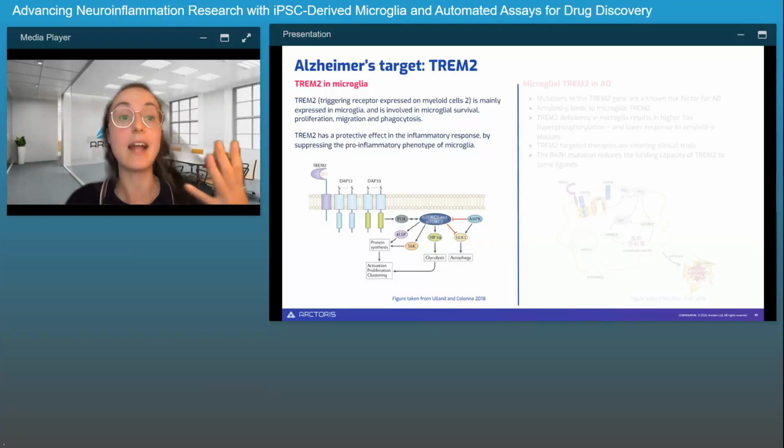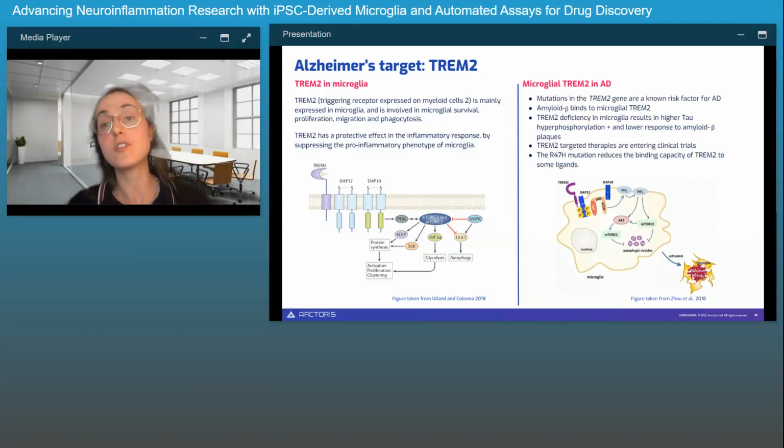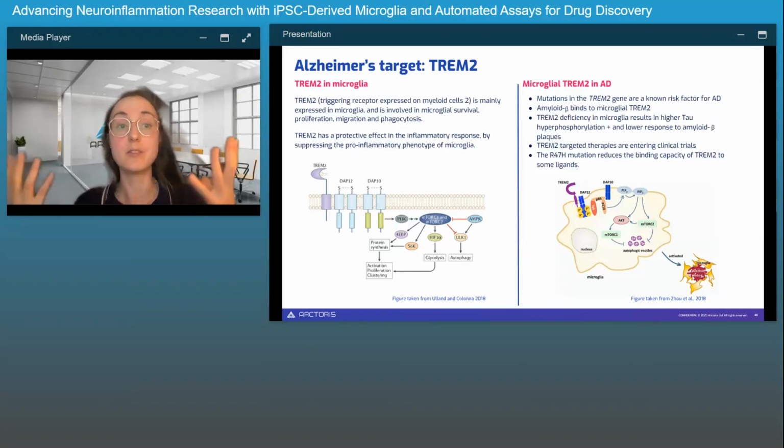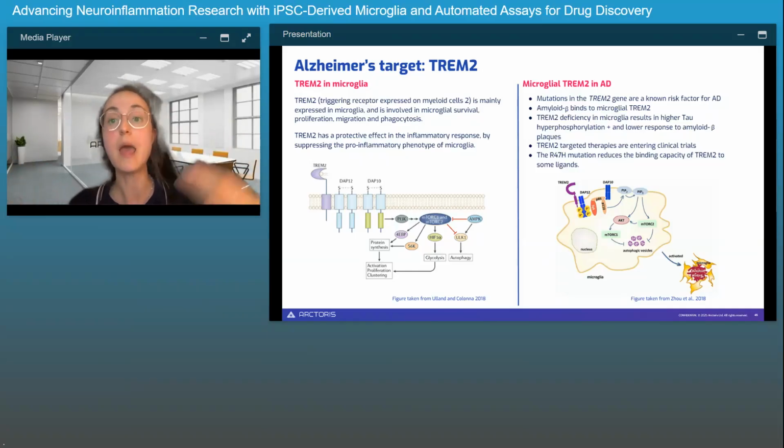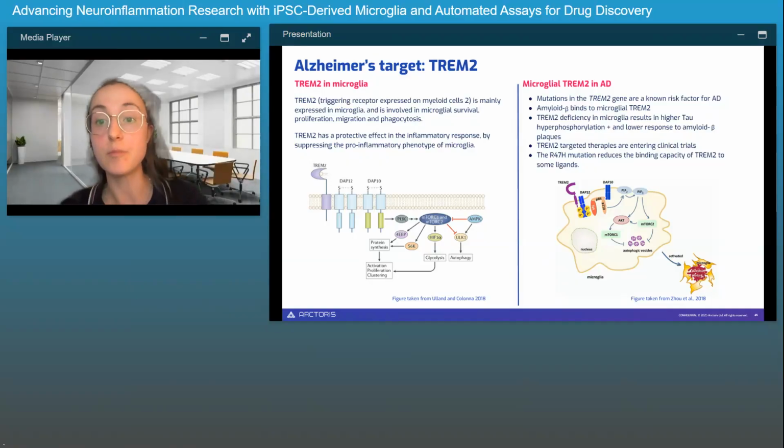But what happens in Alzheimer's disease? It's been shown that mutations in the TREM2 gene are a risk factor for Alzheimer's disease. An interesting fact is that amyloid beta, the toxic protein involved in Alzheimer's disease, binds to the microglial TREM2. It's also been shown that deficiencies in TREM2 result in higher accumulation of this toxic protein and higher phosphorylation of these toxic proteins.